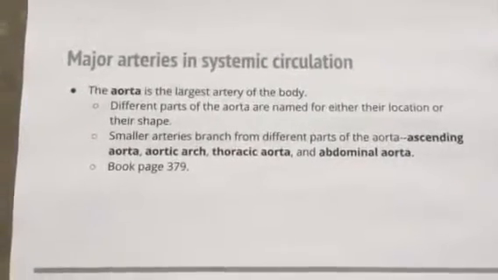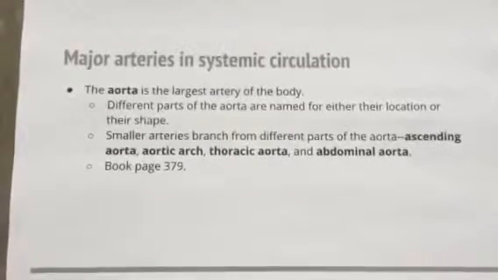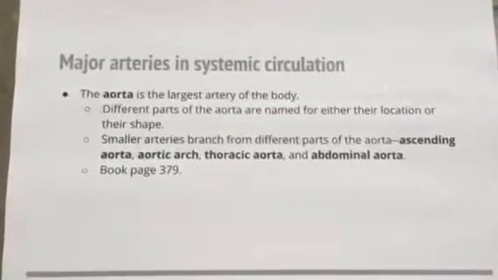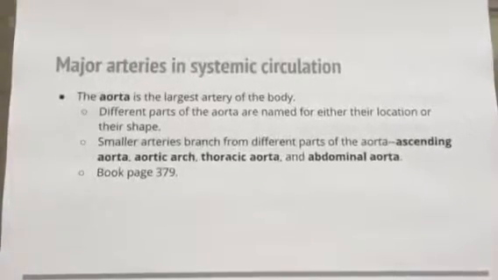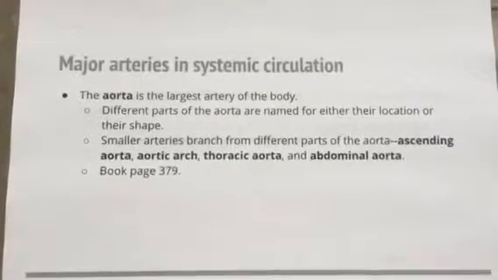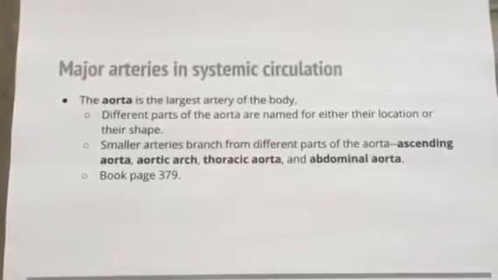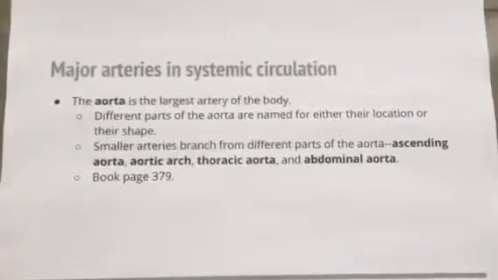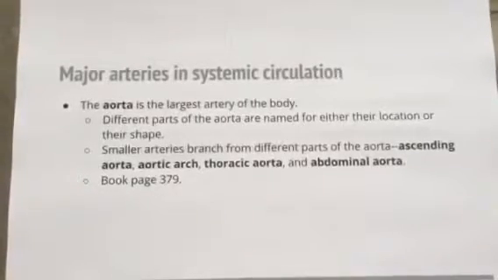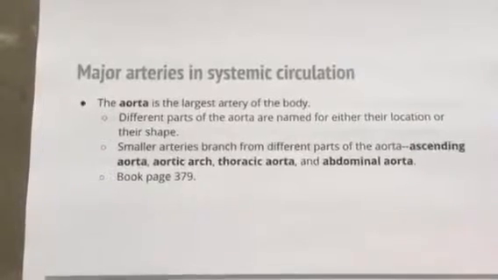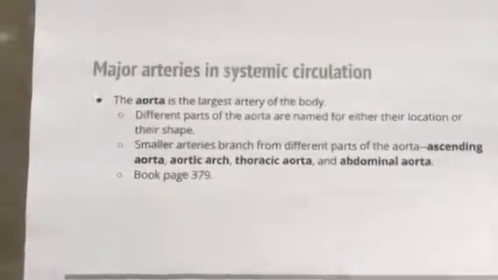Major arteries of systemic circulation. The aorta is the largest artery of the body. Different parts of the aorta are named for either their locations or their shape. Smaller arteries branch from different parts of the aorta: ascending aorta, aortic arch, thoracic aorta, and abdominal aorta. There is a picture on book page 379.